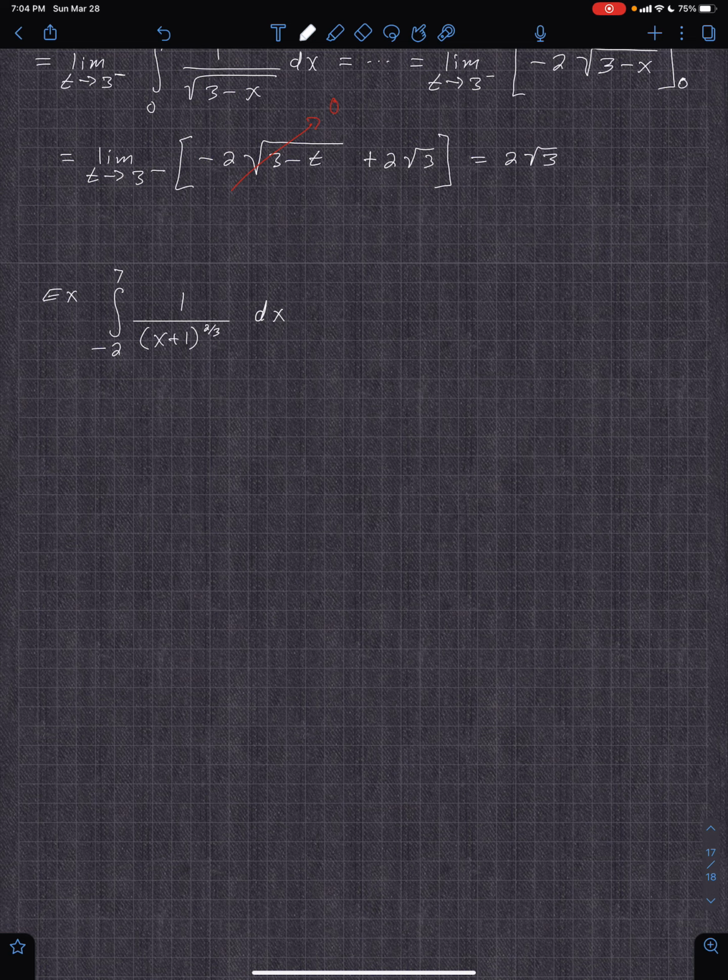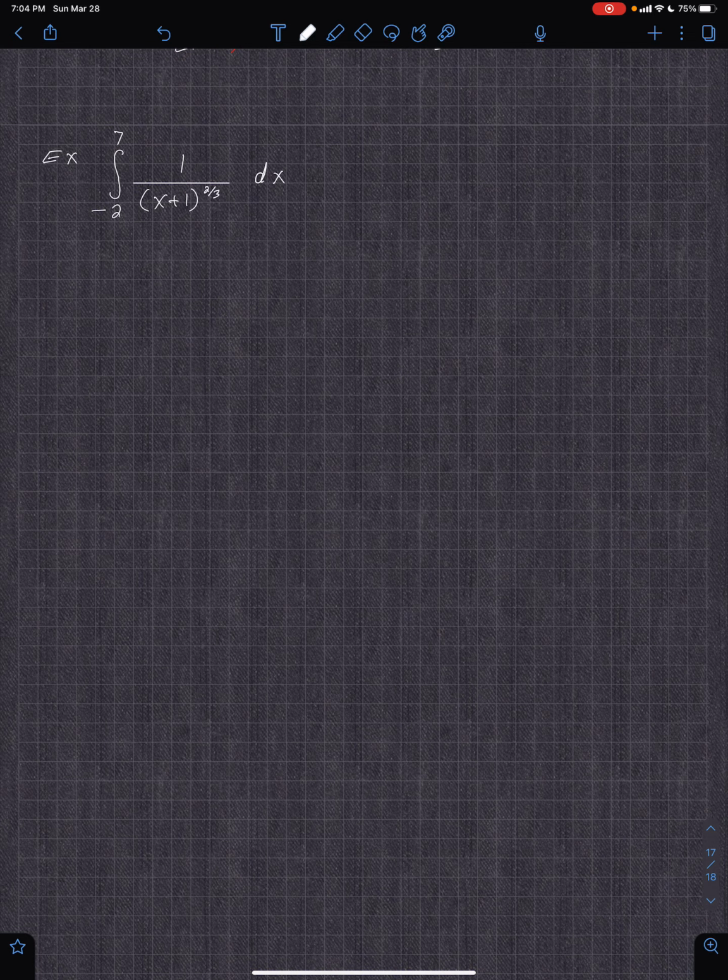And this is an issue, because where is this function defined? It's defined everywhere except negative 1. X cannot be negative 1. But look at my limits of integration. My limits go across negative 1. Not a good idea. I can't do that.